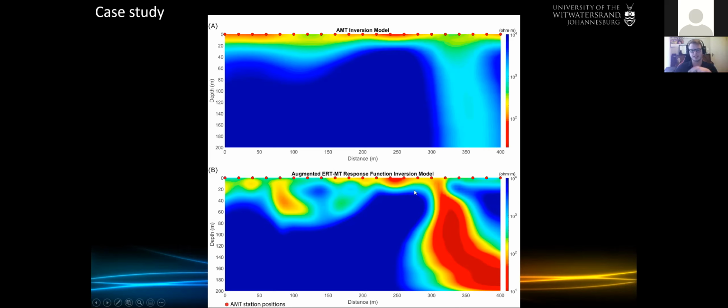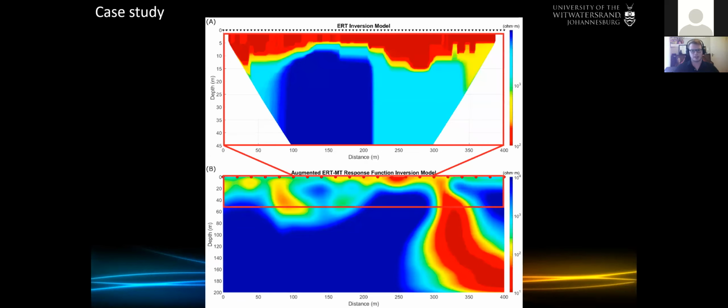Again, the conductivity is increased because of the simplified current density used in the initial MT calculations. But overall, we managed to map the new dike that we would like to see in our case study. We then compare it to the resistivity, and the resistor feature is in the same location again in the ERT data and the augmented ERT-MT response inversion, just to have a look at that.